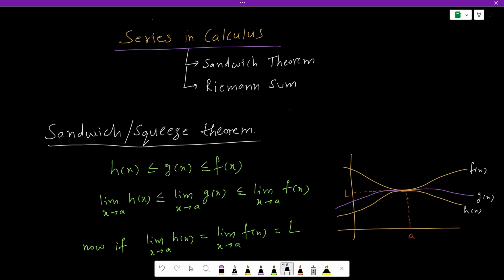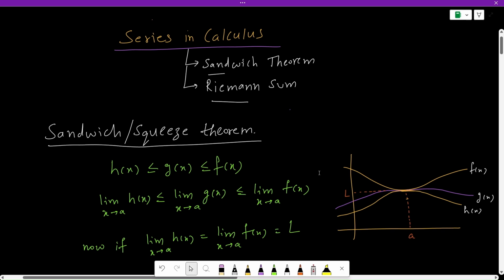Hello everyone. Today we will see where we encounter series in calculus. So in calculus we encounter series in two places, that is Sandwich Theorem and Riemann Sum. So now first let's see what is Sandwich Theorem.